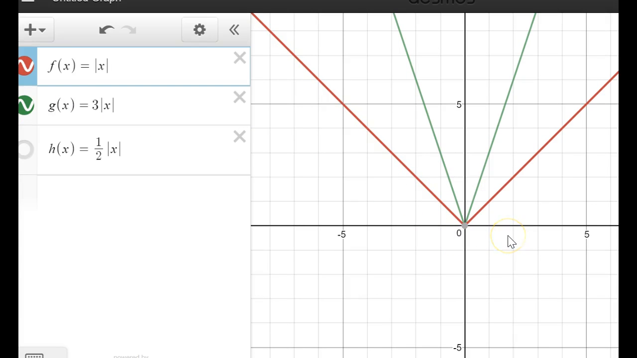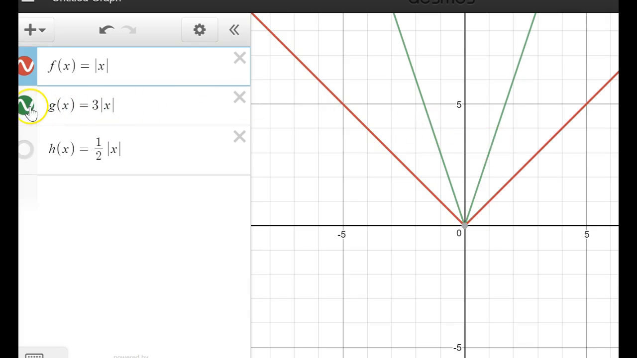They both share the point 0, 0, but look what happens to the y-coordinates. So I've got a point here at 1, 1, and on the 3 times absolute value of x graph, it jumps up to 1, 3. And this point here at 2, 2, it jumps up to 2, 6. So you notice the pattern? If I multiply everything by 3, I am tripling the y-coordinates.